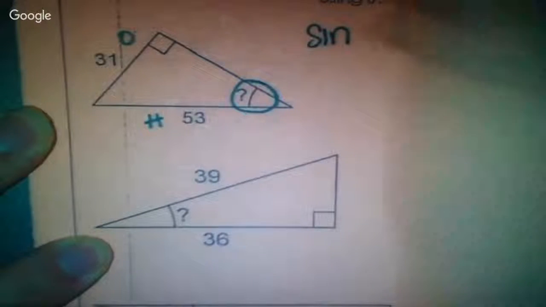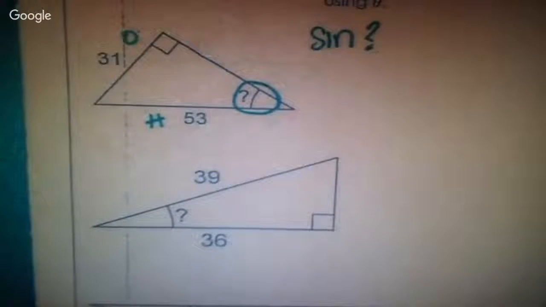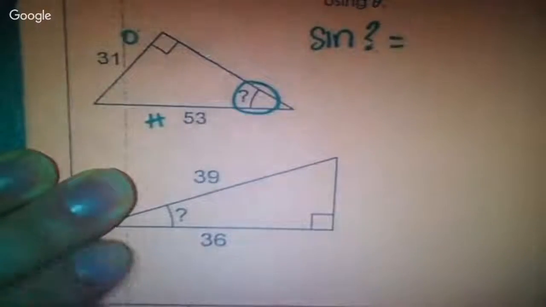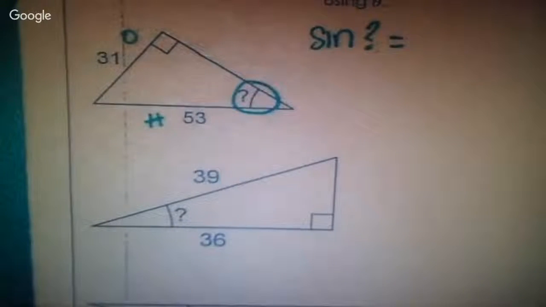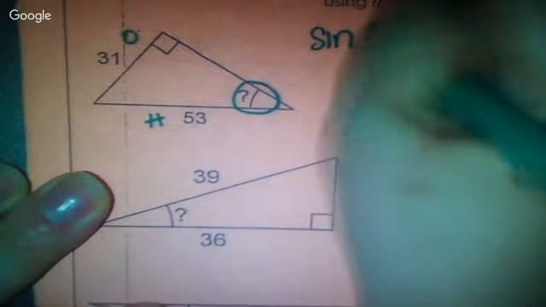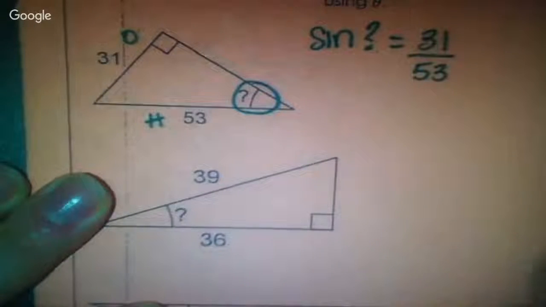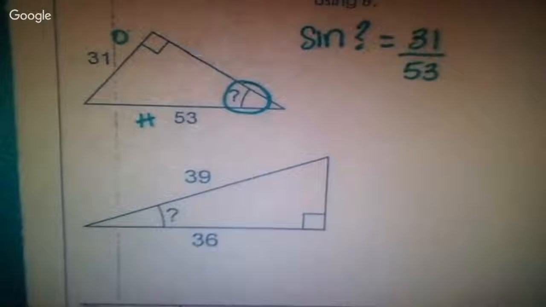Normally we put sine of my angle. Well, I don't know what my angle is. So you can put a question mark. You can change it to X. I don't care what you want to call it. Sine of some unknown angle is going to be, which one of these numbers goes on top? 31. Remember, it's SOH, which means O goes on top, H goes on the bottom. So 31 over 53. You can't divide those. I mean, you can, but it gets you a ridiculous number.